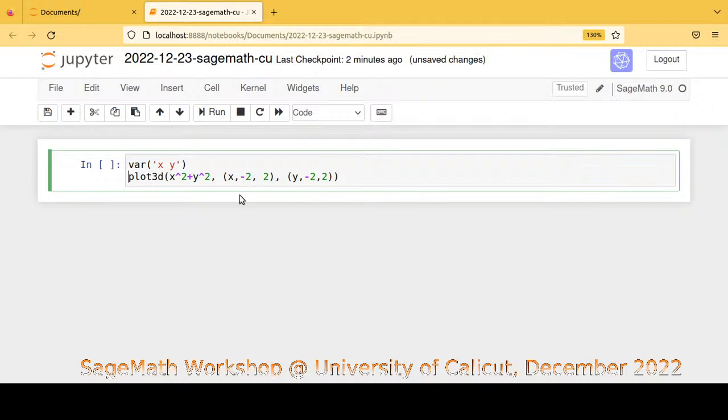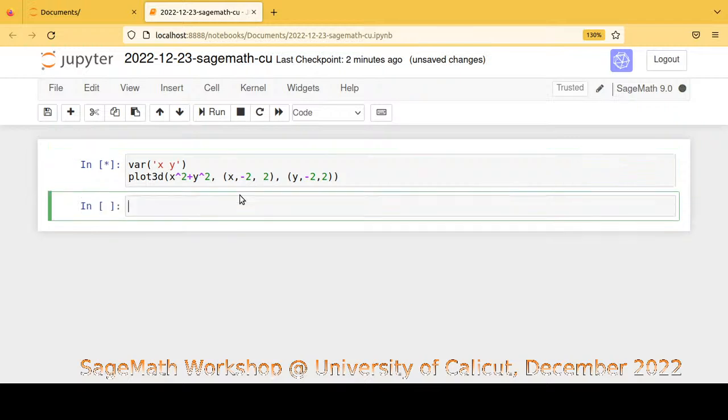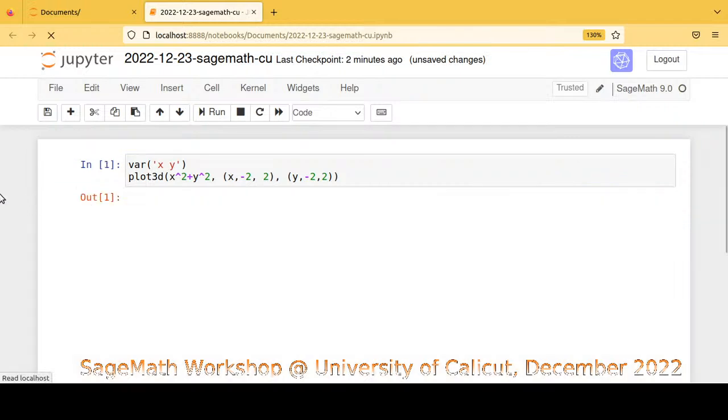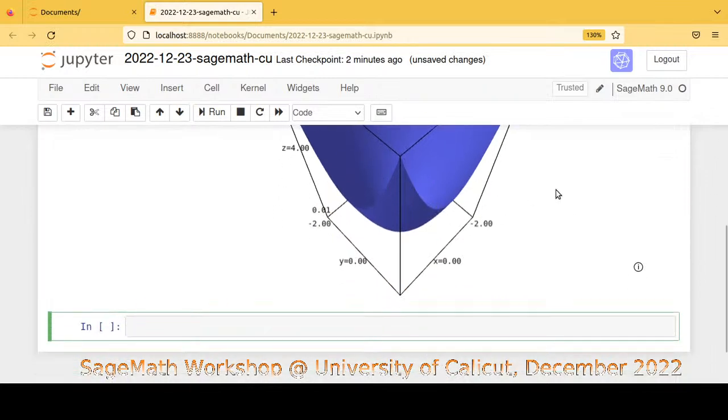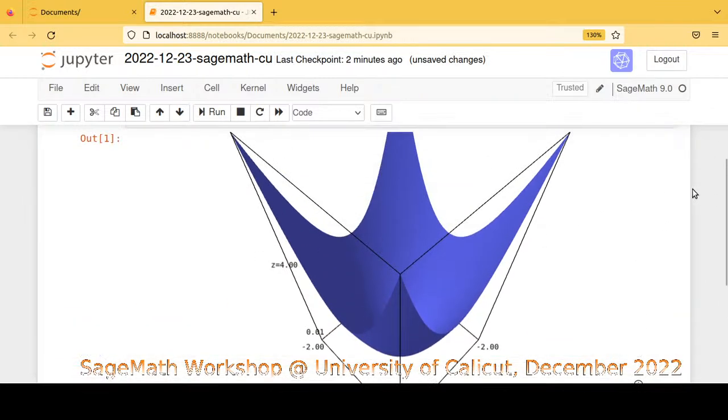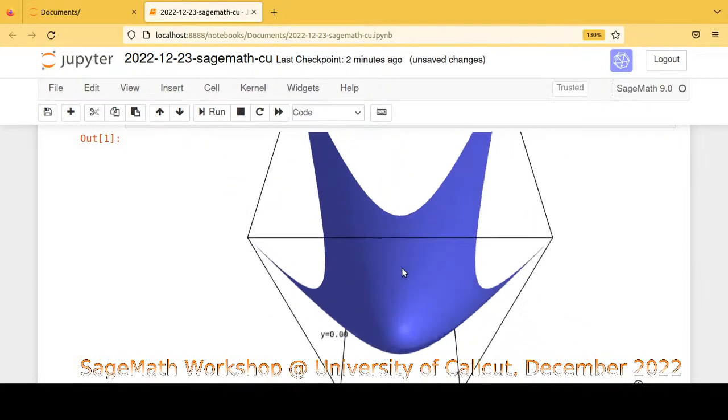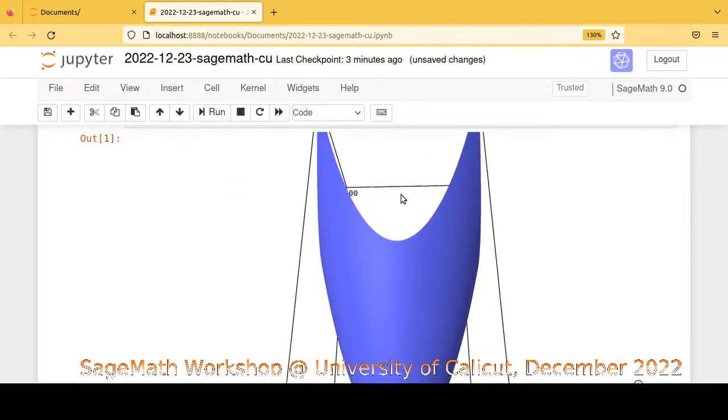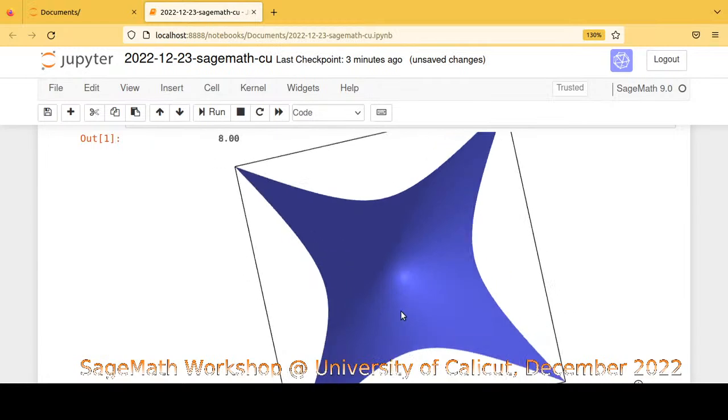We can just use plot3d, or if we want to add plots together, we may assign the plotted picture to a variable p, and then keep on adding other plots to that. Since we are not planning to do that right now, we will just keep this plot3d command, and after showing that, the output is here. Looks like a paraboloid, right? Looks like a paraboloid.